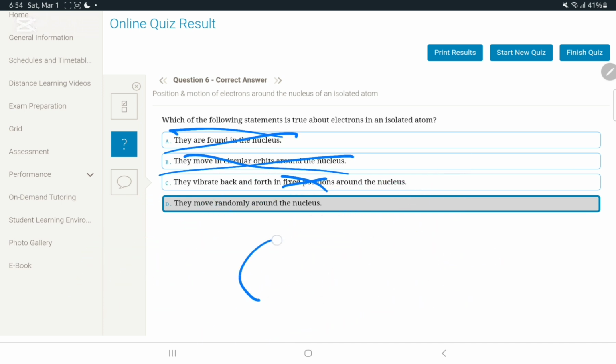They don't revolve in a nice pattern. No, they don't do that. So they move randomly around the nucleus, not in the nucleus, around, so surrounding. And look at this keyword, randomly.